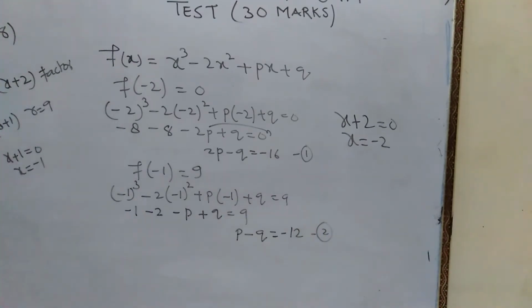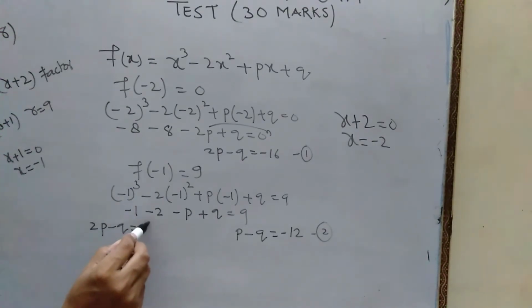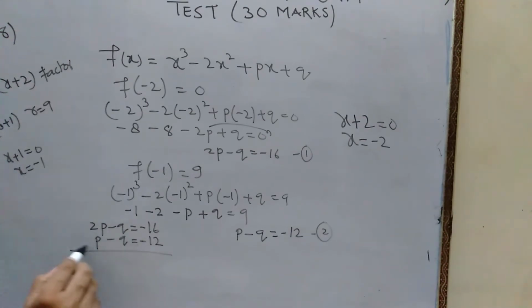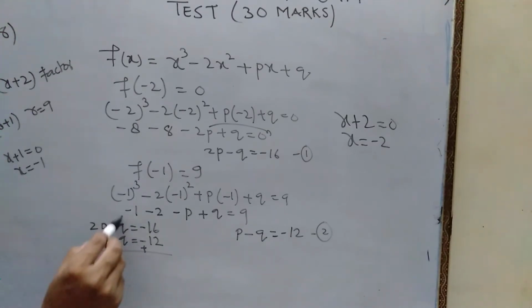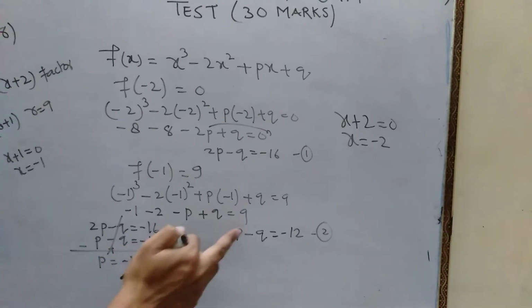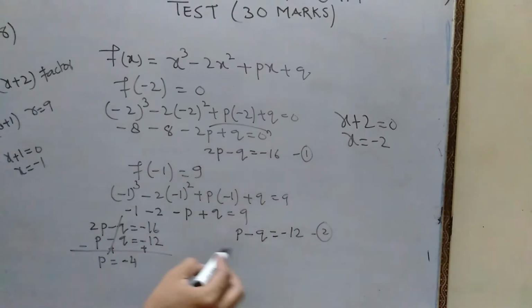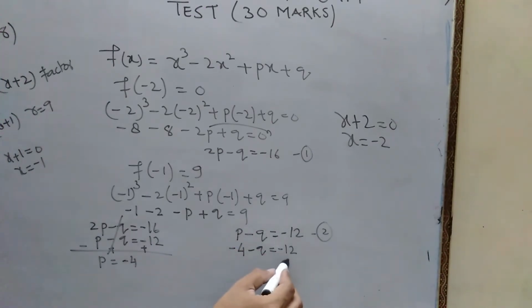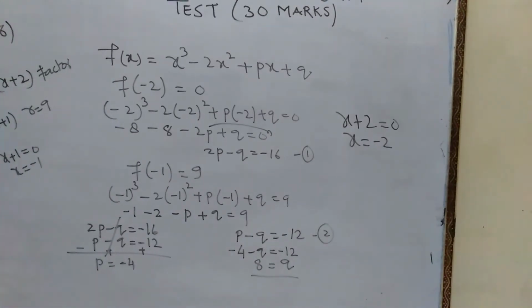Equation number 2. So when we solve the equation first and second, we get 2p minus q is equal to minus 16, p minus q is equal to minus 12. Subtract it. P is equal to minus 4. When we substitute the value of p in any of the equations, minus 4 minus q is equal to minus 12. So q will be equal to 8. So p is equal to minus 4 and q is equal to 8.